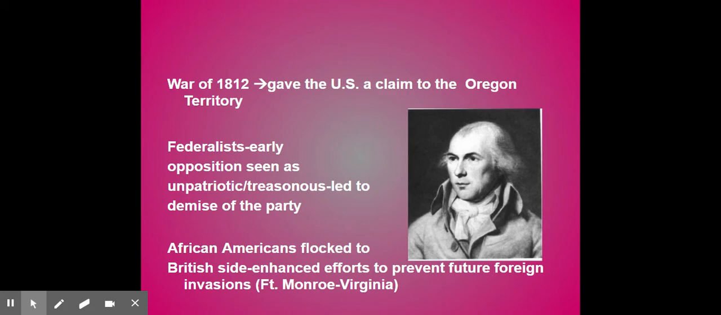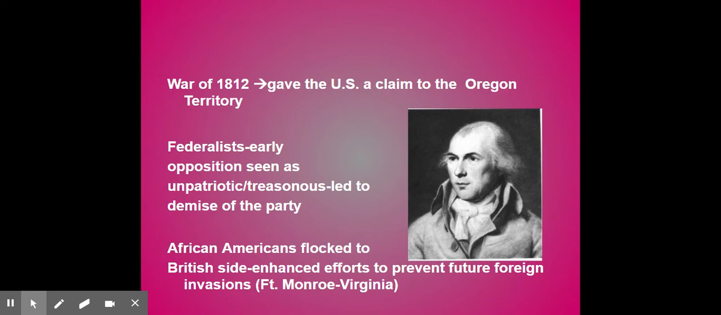We also have an issue with African Americans. A lot of African Americans flock to the British side because the British promised them freedom and protection. And instead of us looking at how we are treating African Americans, our reaction is we need to do more to prevent them from leaving us and going to the enemy. So we see enhanced efforts to prevent future foreign invasions, okay?